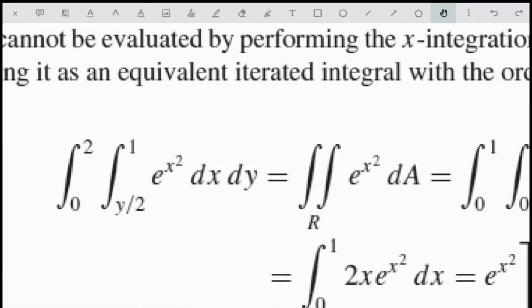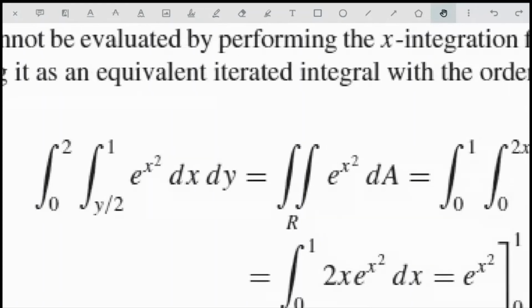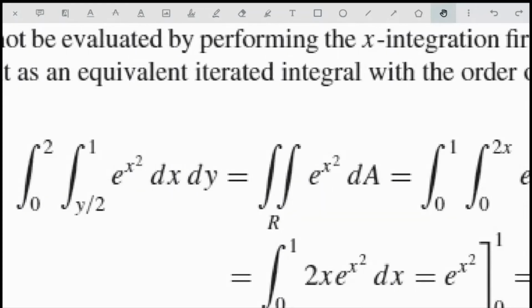Okay, so here's my setup. And I want to think of this rather than having my double integral already written out with my limits of integration.